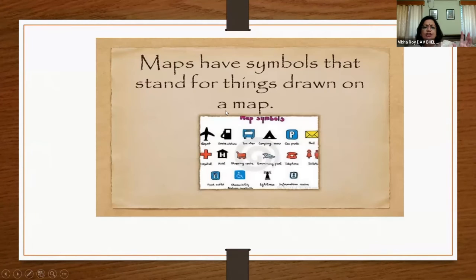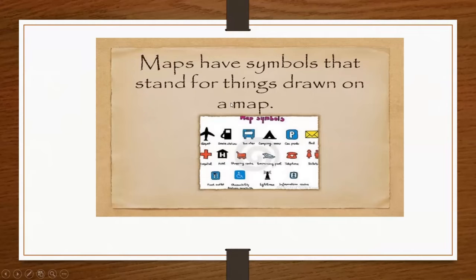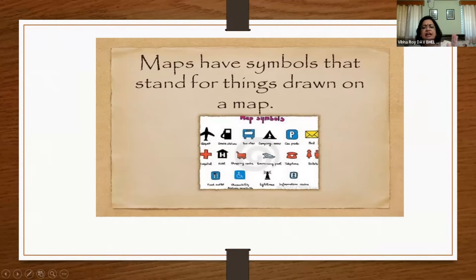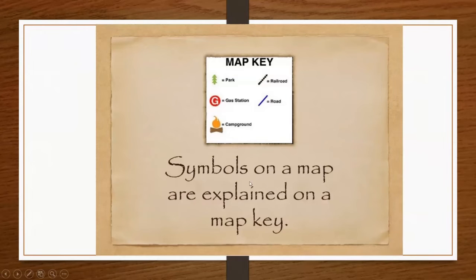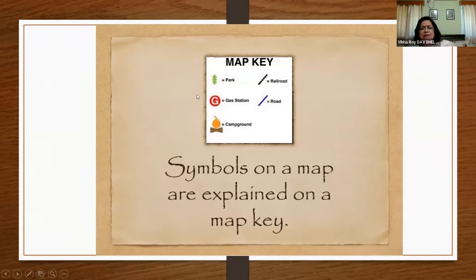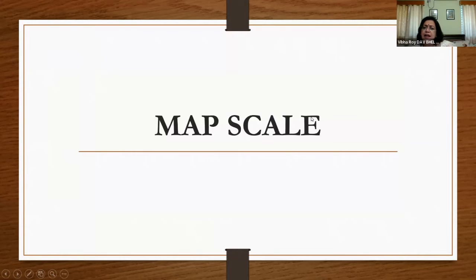Now, next. Maps have symbols that stand for things drawn on a map. So every map, you have to look very carefully and understand the different symbols which are used in it. For an aeroplane or airport, you have a different symbol. For a hospital, there's a different symbol. So each thing has a symbol given in a map. The symbols on a map are explained on a map key. So every map will have a key which shows us what each symbol stands for. So we should carefully look at the key to understand a map.